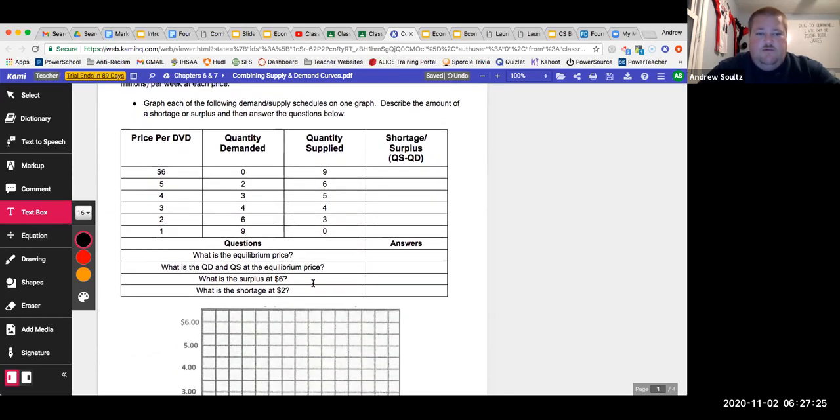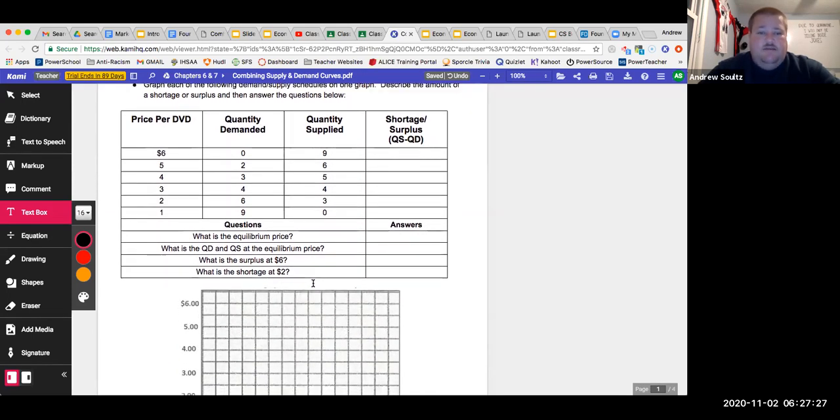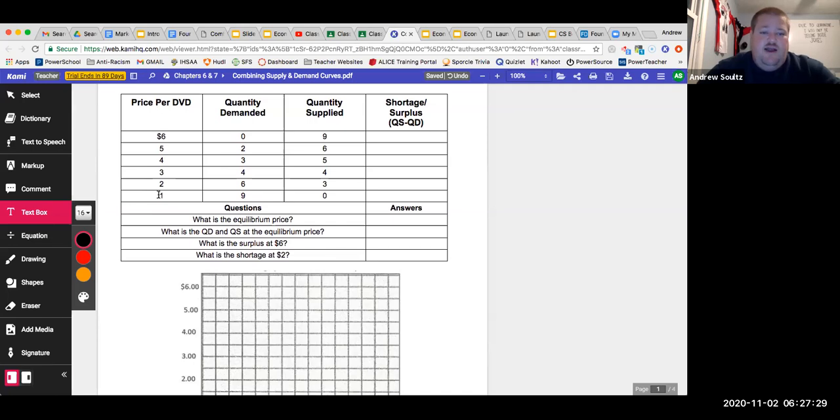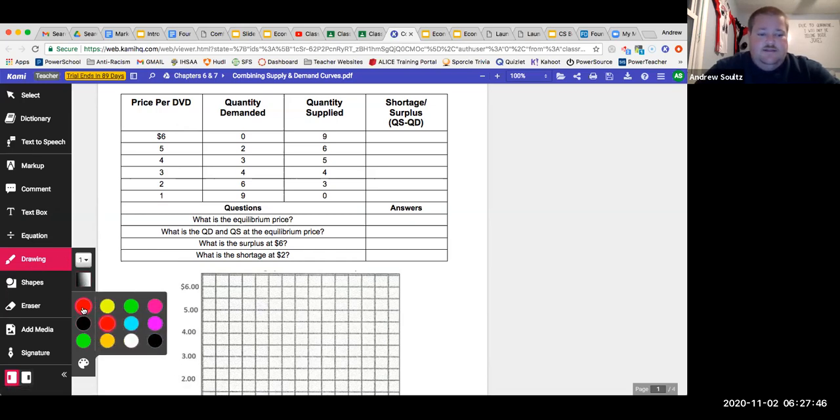One thing I want us to do is to graph some supply and demand curves here. Notice we have a price column, we have a quantity demanded column, and we have a quantity supplied column. I'd like for your supply and demand curves to be two different colors. I'm going to do red for demand and green for supply. If I go to drawing, I can select red. And then I want to plot these demand points. When the price is 6, the quantity demanded is 0.